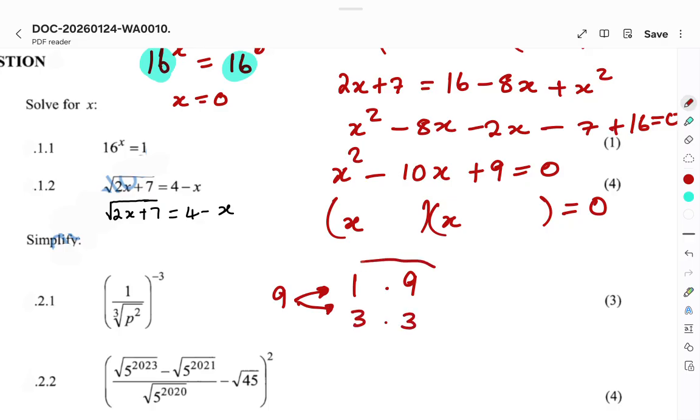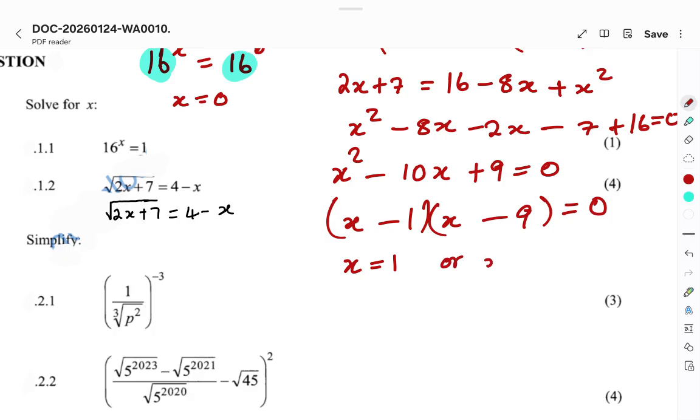It is possible for me to arrange that one to give me a sum that is going to be 10 there. So it's going to be 1 and 9, so that I have the negative and the negative there. Then from there, it's a matter of just taking one bracket equal to 0 and the other bracket equal to 0, so that you have your x equal to 1, or your x equal to 9.